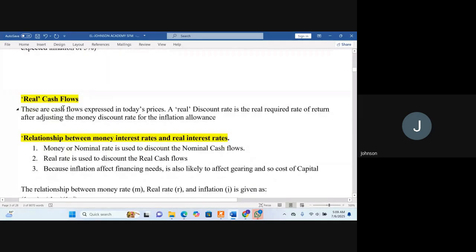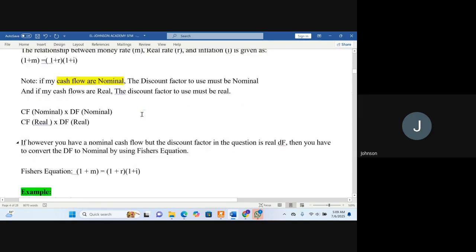Yes, look at it. They say cash flows now. These are cash flows expressed in today's term. You understand? So this is it. It's expressed in today's prices. Okay, so when they say current price, that is today's price now. Am I right? Hello?